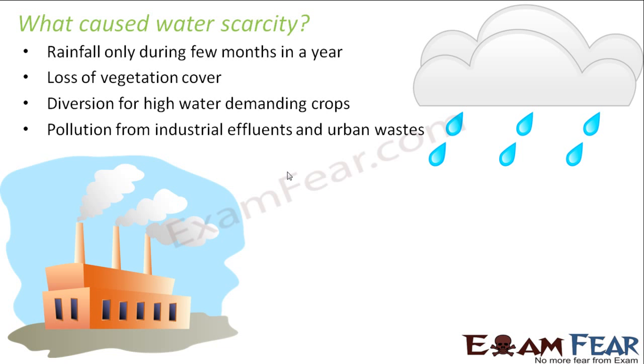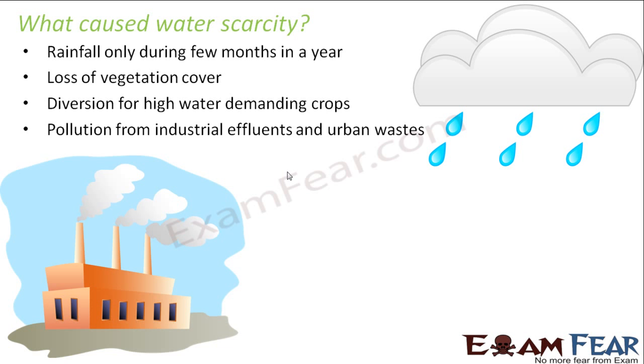Pollution from industrial effluents and urban wastes. Because of the development of so many industries and technological things, like the smoke of vehicles in metros and cities, the pollution created from all these things also results in water scarcity. Because of this pollution your rainfall gets affected, because everything is linked to each other, right? When your environment gets polluted, even the rain which happens is polluted, and you don't get pure water. So all this results in water scarcity.